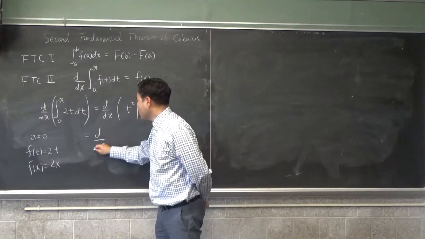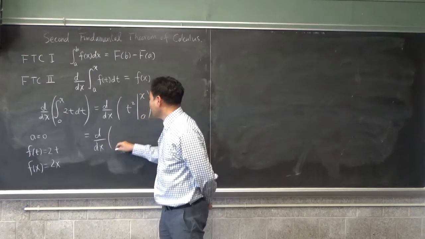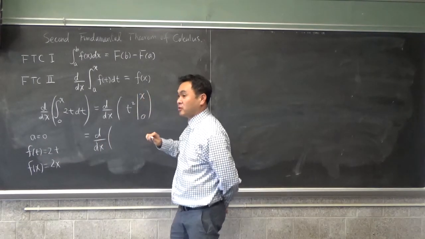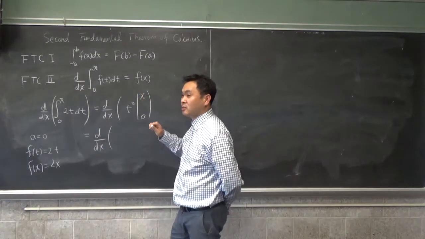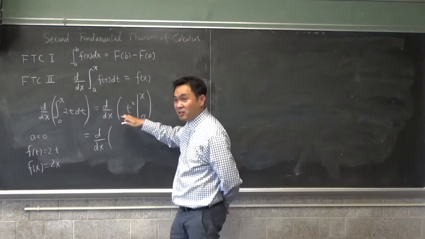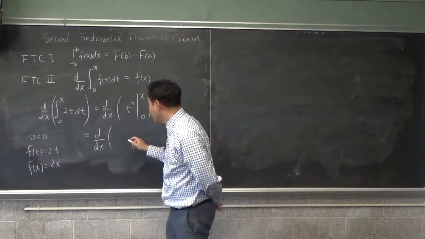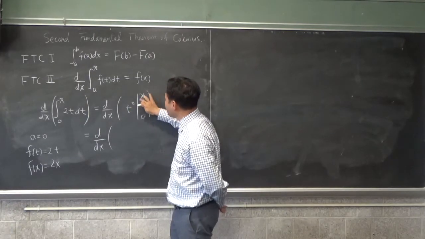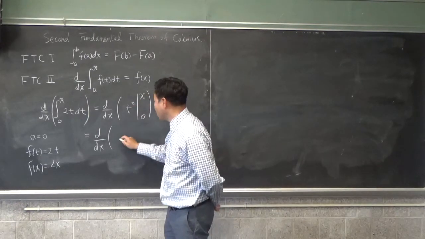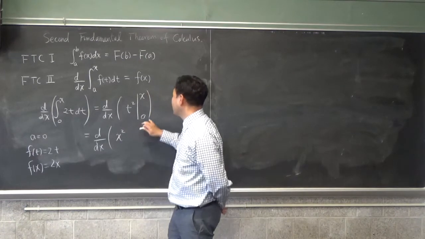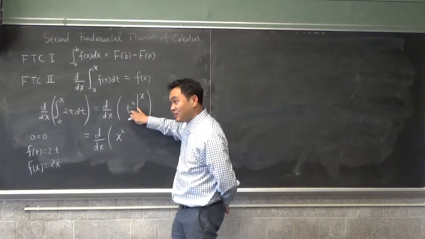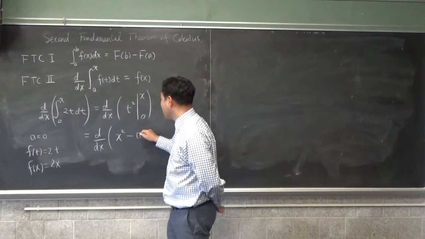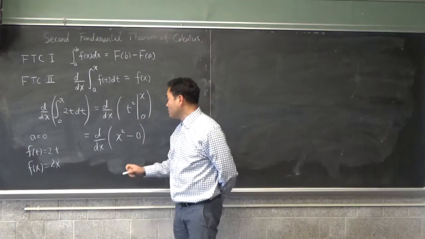So let's continue. d/dx. x goes into t squared. What do you get? X replaces the t. So what do you get? No, you're not integrating. x simply goes into t. So you get x squared. And then 0 goes into t, so minus 0.